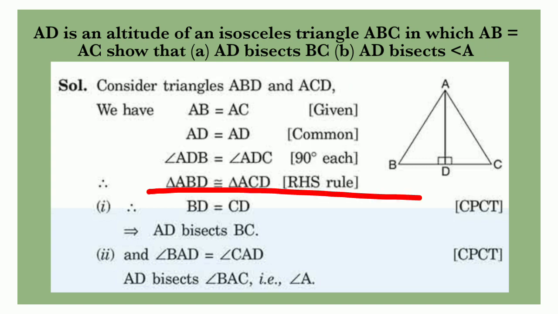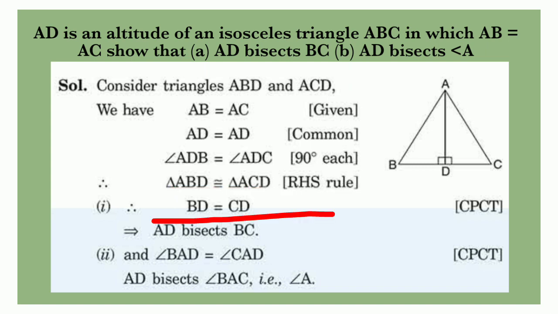So triangle ABD is congruent to triangle ACD. So by using CPCT, BD equal to CD. BD equal to CD means what? AD bisects BC. So this is sub question A. Then sub question B: we have to prove AD bisects angle A. For this, angle BAD is equal to angle CAD. This is also by using CPCT. So we can say AD bisects angle BAC, that is angle A. AD bisects angle A.